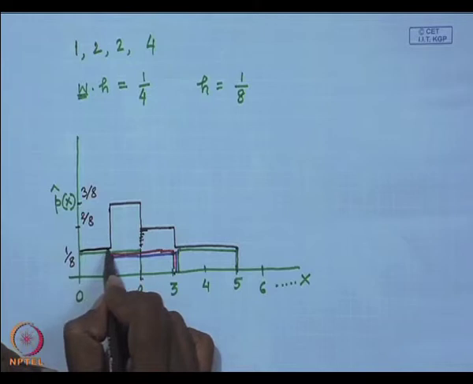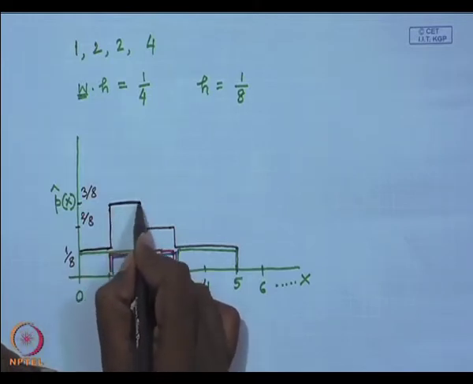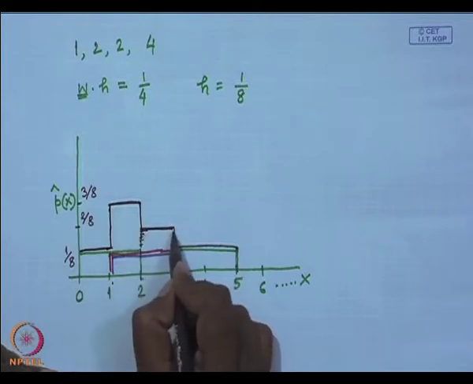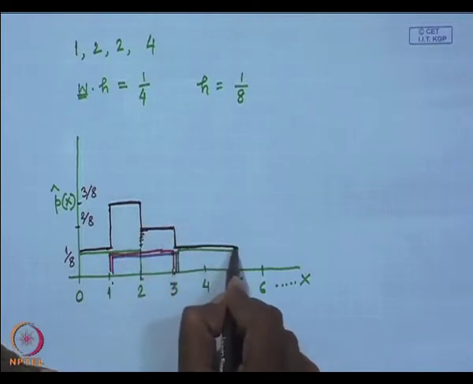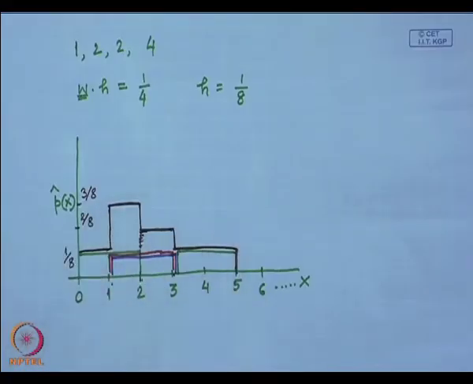So, this is what is my final estimated probability density function using a rectangular window of width 2, and I have 4 such samples with 2 samples at location x equal to 2. So, this is how I can estimate the probability density function.